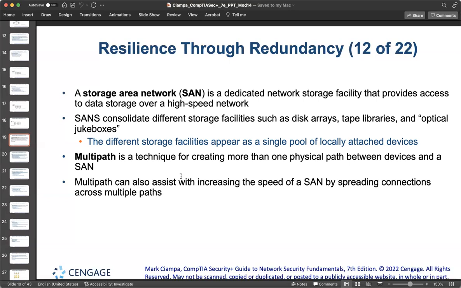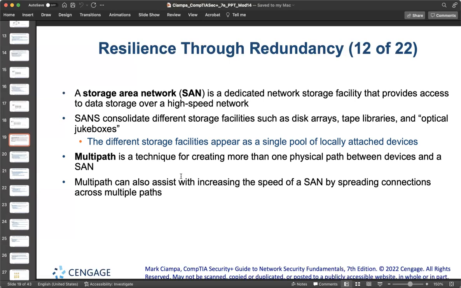And from the users' perspective, this is virtualized into just a storage. The SAN manager decides how to distribute the information amongst all of these storage possibilities so that it keeps the highest availability, highest performance, and highest resiliency. The different storage facilities appear as just one single pool of locally attached devices for your computer. So as a user, you don't see anything happening behind the scene.